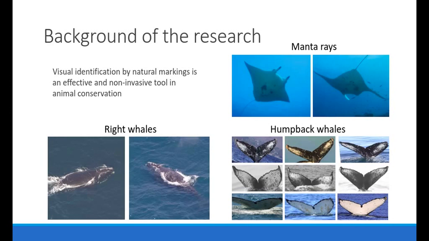So it happens that this photo identification is an effective non-invasive tool to track movements and connectivity, to investigate habitat use and population size. So, for example, manta rays have unique markings on their bellies that stay the same throughout the animal's life. Humpback whales have unique shape of their tail and unique coloring pattern. And right whales have unique callosity pattern on their head.